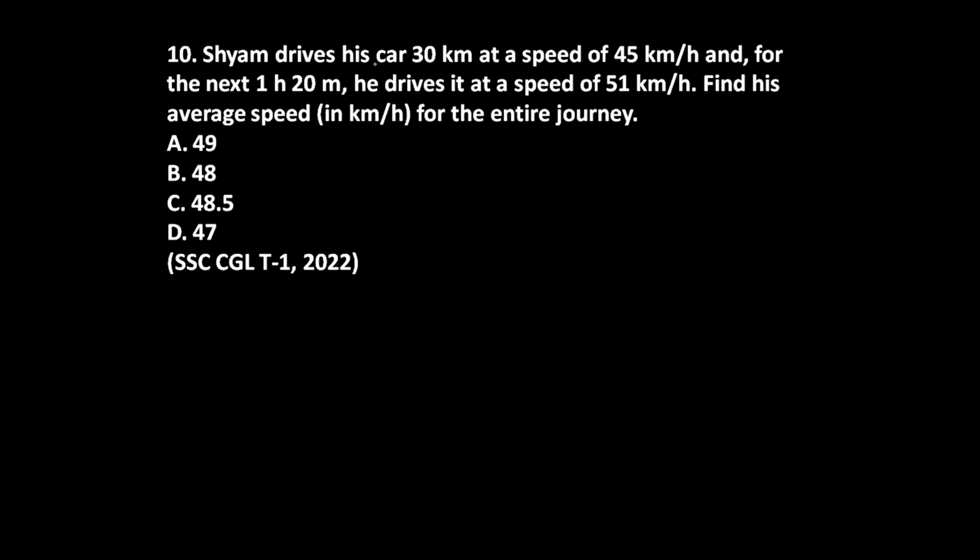Sham drives his car 30 km at a speed of 45 km per hour, and for the next 1 hour 20 minutes he drives it at a speed of 51 km per hour. Find his average speed for the entire journey. So solve it. It's again average speed. So what we have learned is that average speed is equal to total distance upon total time. Clear? So what's the total distance here?